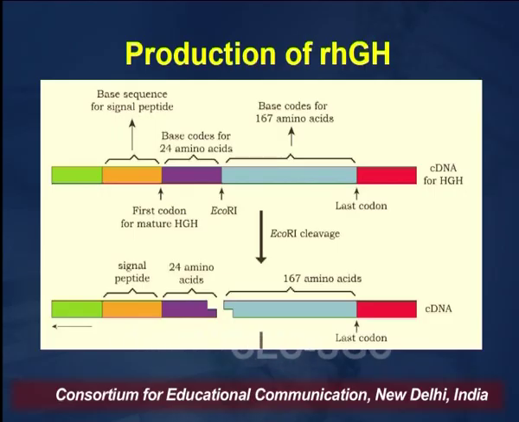Now this particular stretch of DNA needed to be cloned into the bacteria. So they cloned it, but what they observed was that the E. coli was not able to cleave this secretory signal sequence, and therefore it was not able to release the growth hormone.